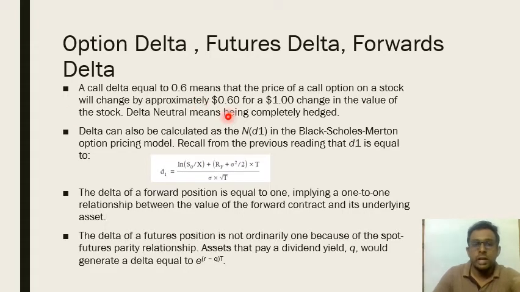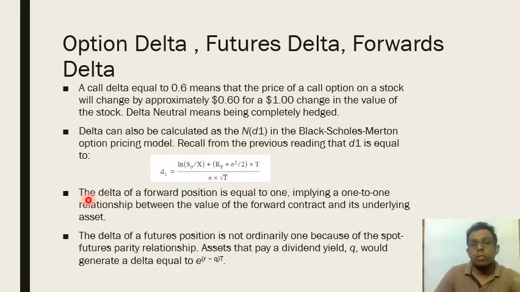Delta can also be calculated using the N(d1) formula of the Black-Scholes-Merton option model. So d1 is equal to ln(S/X) plus (rf plus sigma squared divided by 2) times T, divided by sigma multiplied by root T. This is the formula used for d1, and we'll have to go to our table to find the N(d1) value. N(d2) will be 1 minus N(d1), so that will be delta.